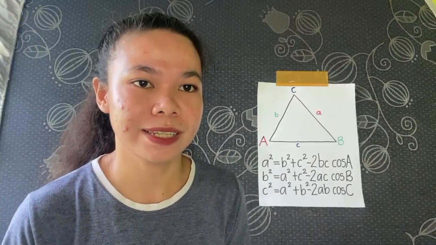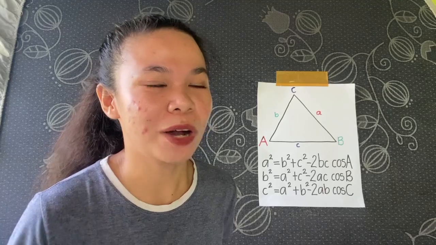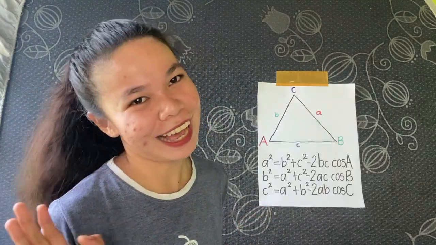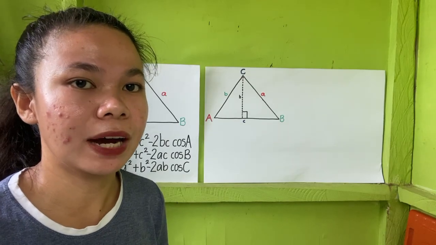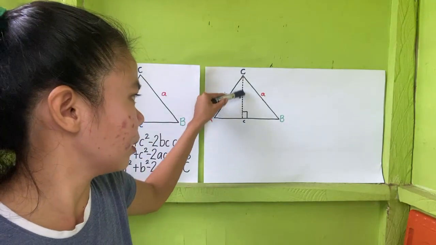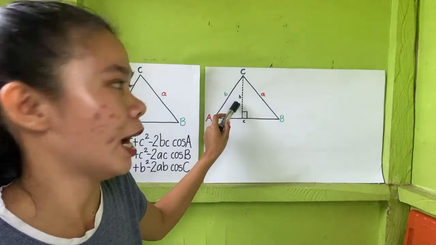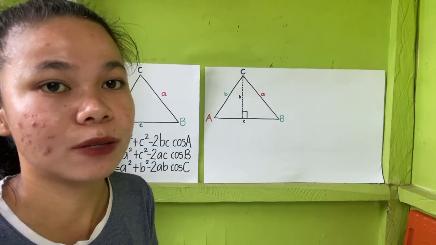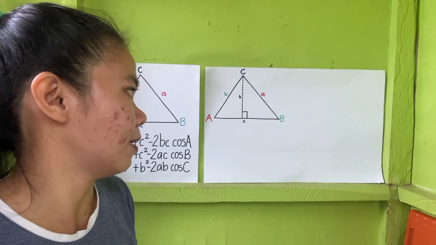Now, the question is, where do these formulas come from? Well, that's what we are going to find out. We will derive these formulas, so let's go. To do this, we are going to drop an altitude from angle C down to side c, just like what we have here. We label this as h, which stands for height. Now, we can see that triangle ABC splits into two. We have this one on the left side and this one on the right side.